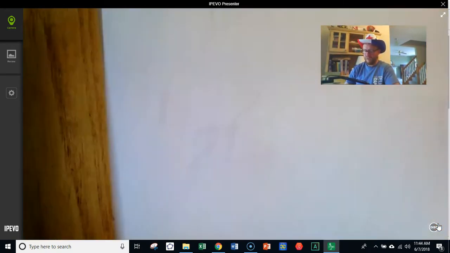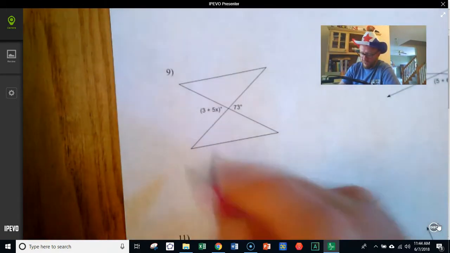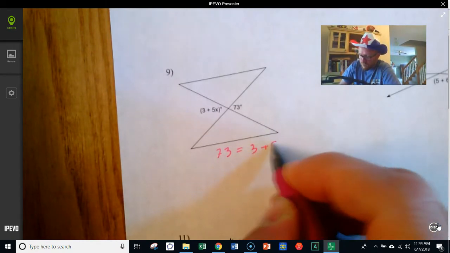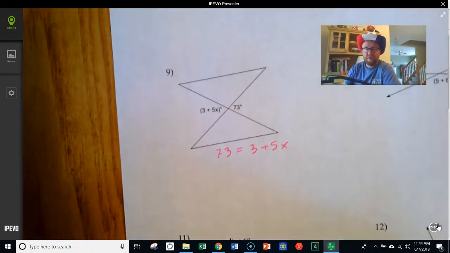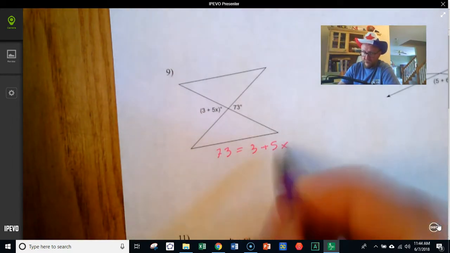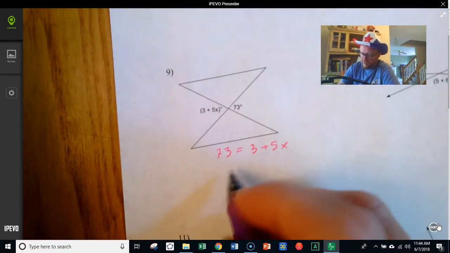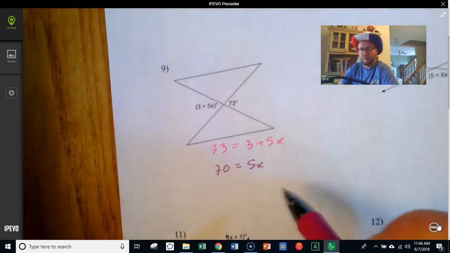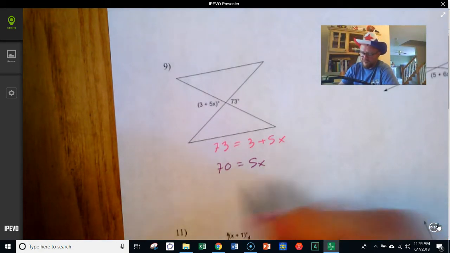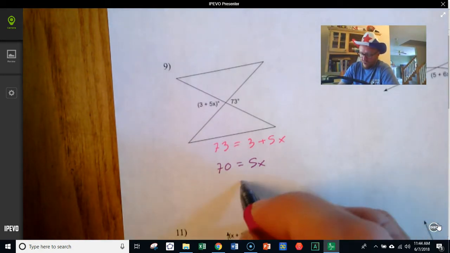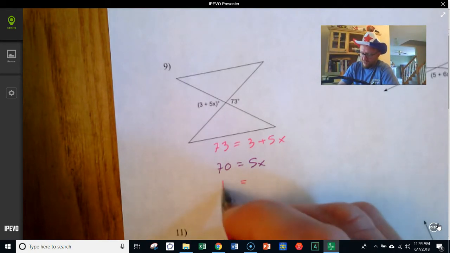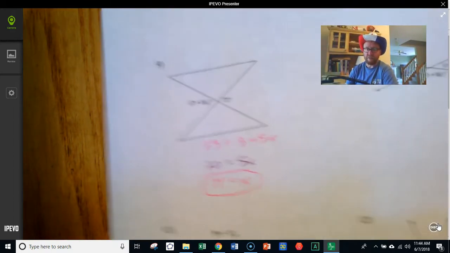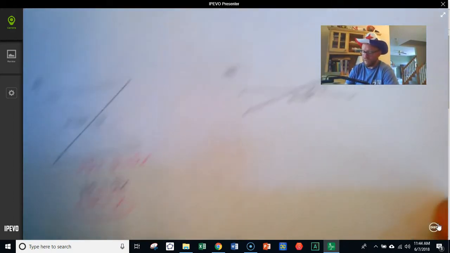Okay. Here, we've got vertical angles, which means that 73 must be equal to 3 plus 5x. To solve this equation, we're just going to have to start by, we want to get this variable term by itself, so we want to get rid of the 3, take 3 away from each side. 70 equals 5x. Now that we have the variable term by itself, we're going to divide by the coefficient 5 to solve for x. So 70 divided by 5 is 14 equals x. 70 divided by 10 would be 7, so times 2 would be 14.